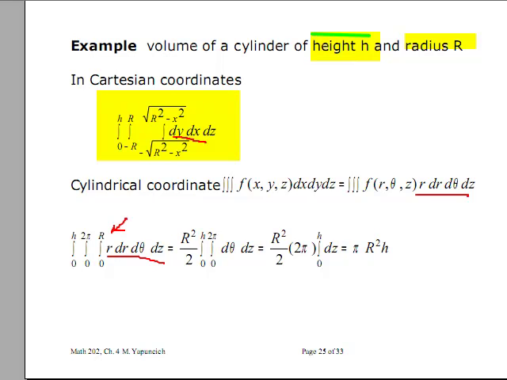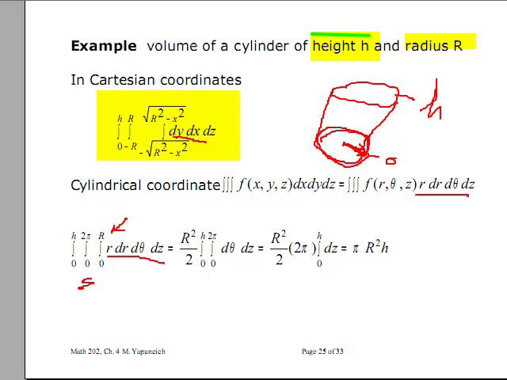And the limits in r are going to be 0 to r because you're going to go all the way to the edge of the cylinder. So r varies all the way out to the edge. That's 0 to r. Theta varies all the way around. That's where I get the limit, 0 to 2 pi. And in z, it goes from 0 up to the height of the cylinder, h.